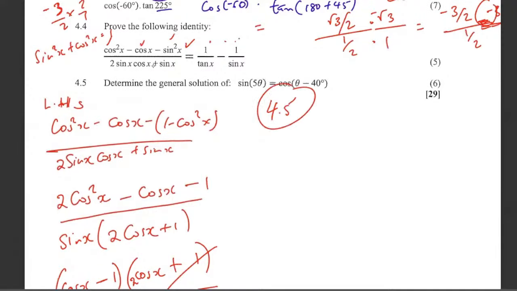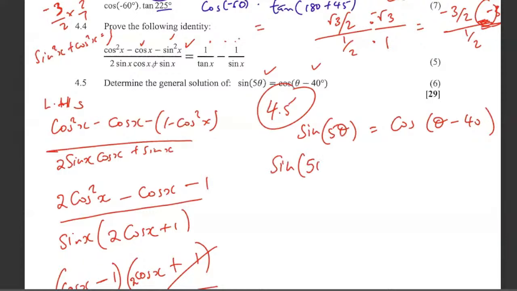They want us to determine the general solution of this and that. So with this aspect of general solution, where we have different angles and also different trig ratios, all we need to do is create the same trig ratios on the left as well as the right-hand side. So if I have the sine of 5 theta, for me to get a sine this side, I have to introduce a 90. So if I have, let's say, sine of 90 minus theta minus 40.